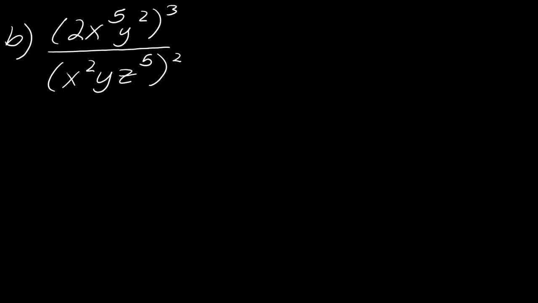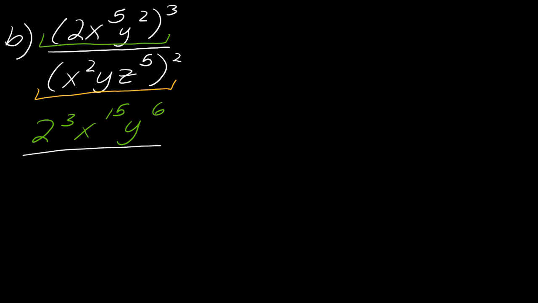So starting with that, let's start with the top. So remember, this is going to be 2 cubed, and then we'll call this x to the 15th and y to the 6th. So I just multiplied those exponents out. And then in the bottom, all of this is going to be over x to the 4th, y squared, and z to the 10th.